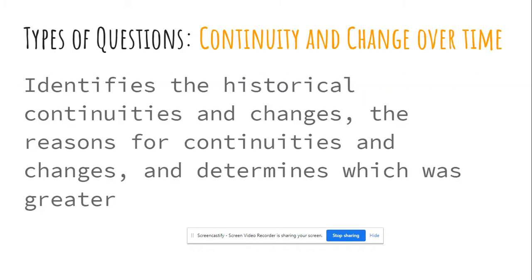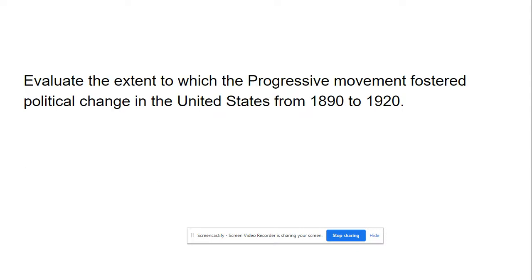It's very different for a continuity and change. This is trying to figure out, is something demonstrating a brand new movement in American history? Is this something brand new, or is this something similar to what we've seen before? Continuity is a continuation. A change is something new. An example of a question, these ones I feel we've worked on the most: evaluate the extent to which the Progressive movement fostered political change in the US from 1890 to 1920.